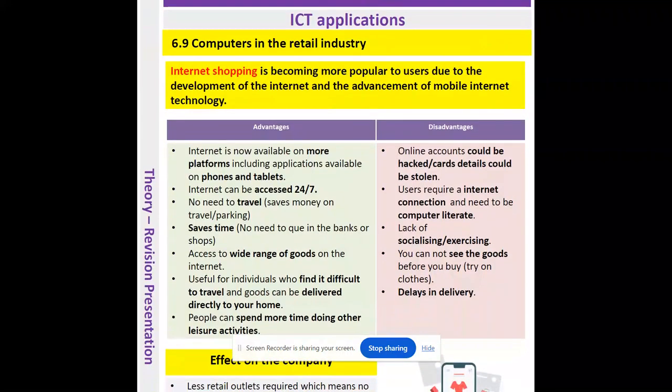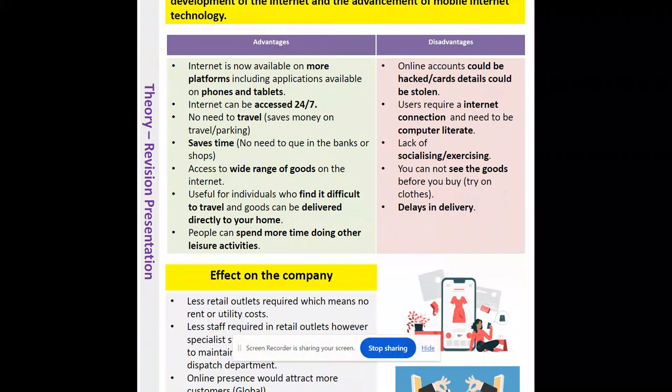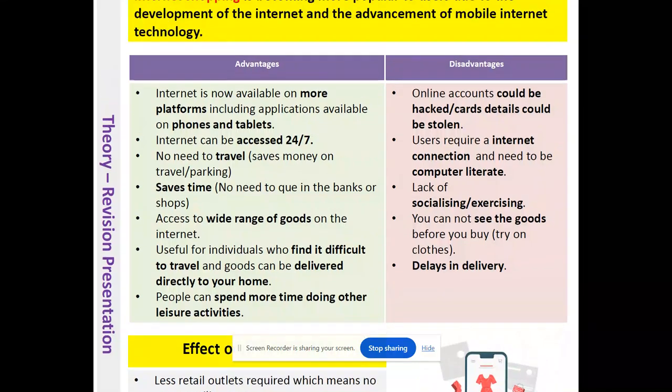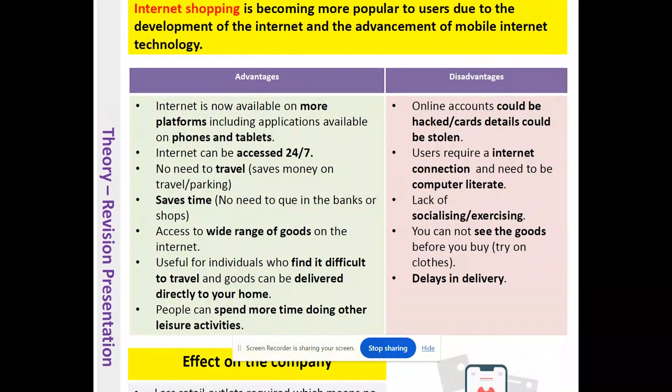Right, guys, so let's now look at internet shopping. So internet shopping is becoming more popular to users due to the development of the internet and the advancement of mobile internet technology. So let's look at the advantages and disadvantages to the customer. So Amazon right now is very popular. Doing your online shopping, groceries being delivered to your home is very popular as well.